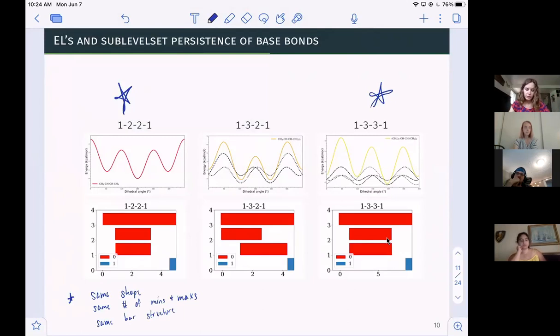So the 1331 and the 1221 might not look exactly the same right now, but that's just because they were initialized at a different point. If I was to take the 1331 and shift it just, let's see, what is this, 60 degrees, then we would have the exact same picture that we have on the left.